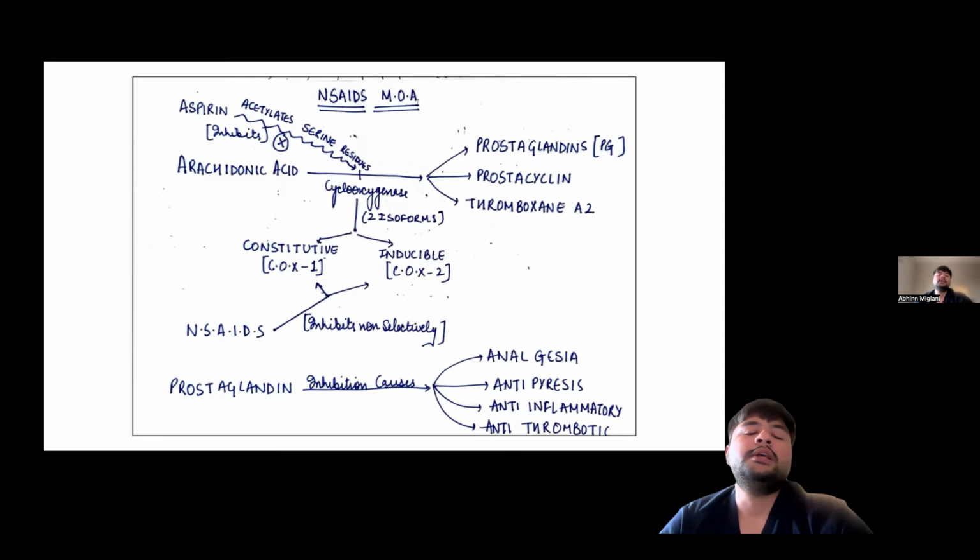If we talk about the mechanism of action of aspirin, it also inhibits the COX enzyme. Since it is a non-selective COX inhibitor, it can block both COX-1 and COX-2. It works by acetylating the serine residues, and prostaglandin inhibition causes analgesia, antipyretic, anti-inflammatory, and antithrombotic effects.